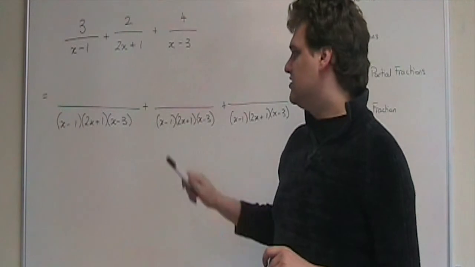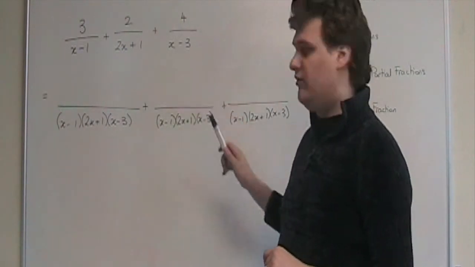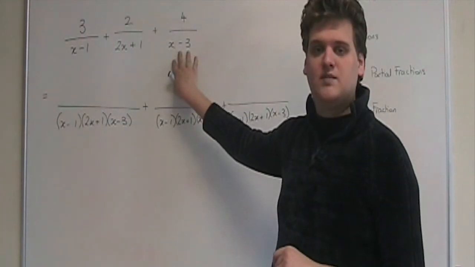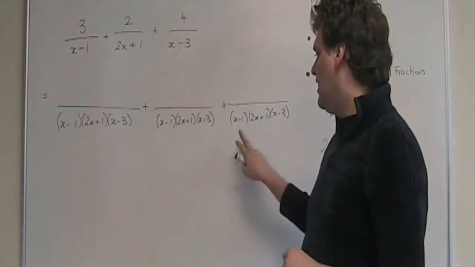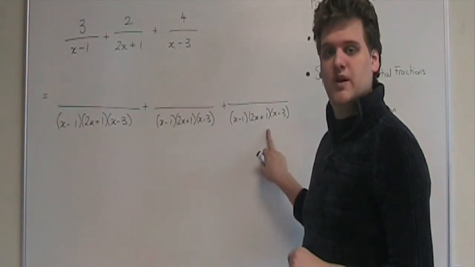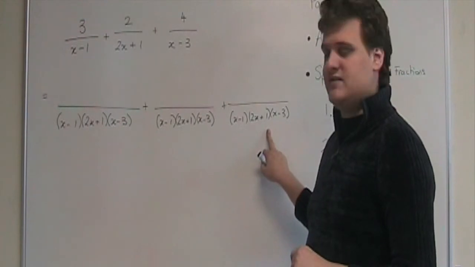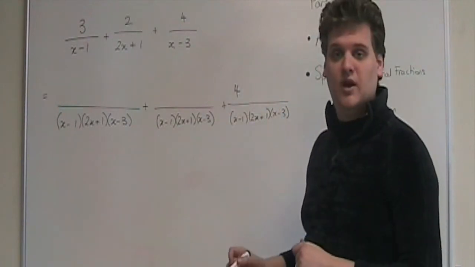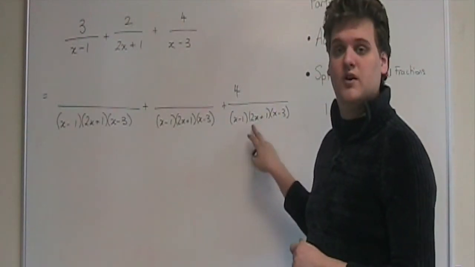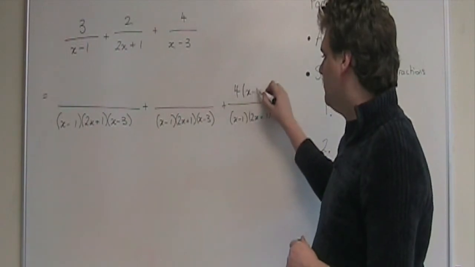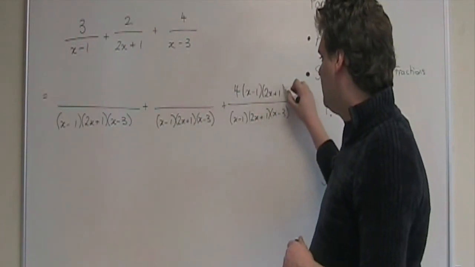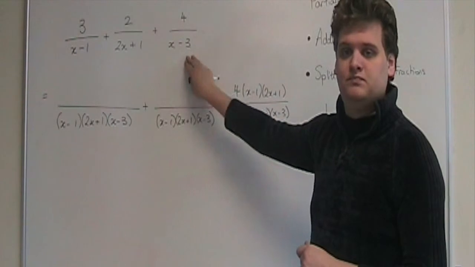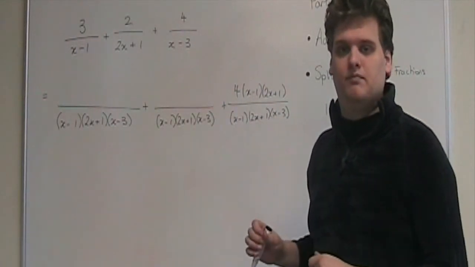All we now need to do is turn each of these into their equivalent fraction with the larger denominator. To do that, in this case, we've got x minus 3. We need to multiply it by x minus 1, 2x plus 1 in order to make sure we've got everything correct. So to do that, we have 4 on the top originally, and we need to multiply it by the x minus 1 and the 2x plus 1. This fraction is now the equivalent fraction of this one previously. So it hasn't changed, it just looks a bit bigger.